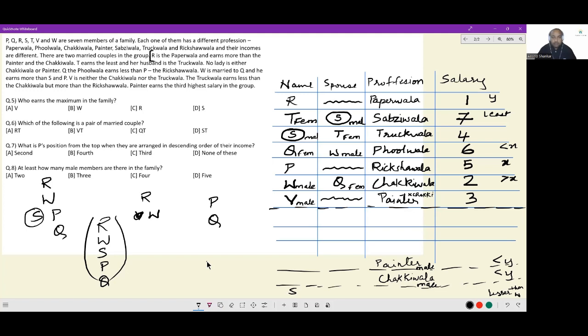Who earns the maximum in the family? R earns the maximum, their salary rank is highest. Which of the following is a pair of married couple? There are 2 married couples, WQ and ST. So ST, option D should be the answer.